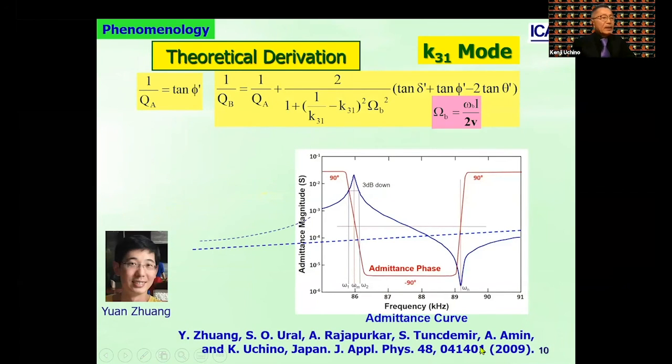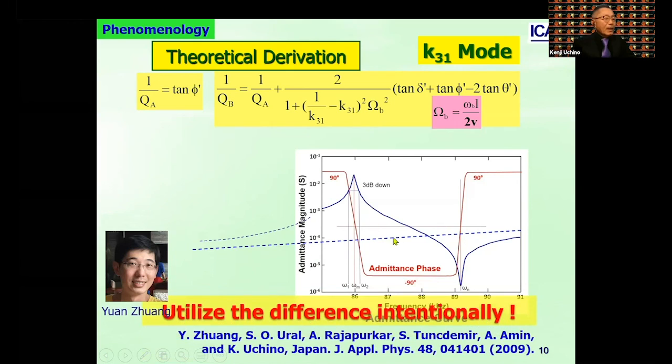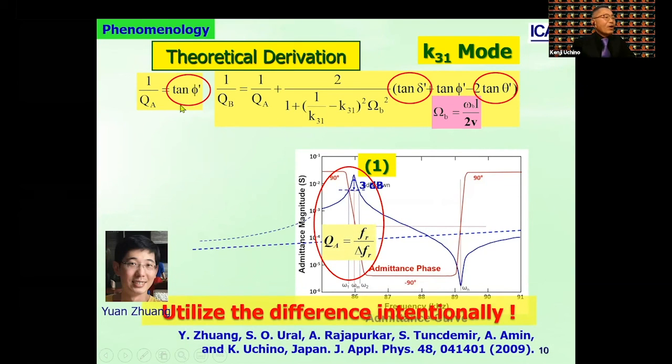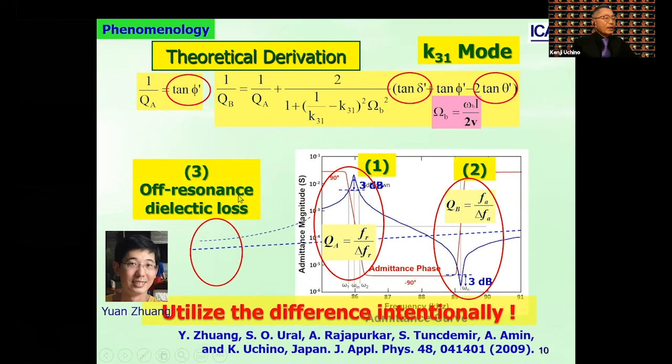So more than 10 years ago, one of my students developed the mechanical quality factor for resonance and anti-resonance. Both are shown here. You can easily find that anti-resonance is much sharper. Using the difference between the resonance and anti-resonance mechanical quality factors, we can determine the 3 losses. Starting from the resonance, we can directly calculate the elastic loss, and the dielectric loss is obtained from off-resonance. Therefore, from the anti-resonance mechanical quality factor, we can derive the piezoelectric loss automatically, okay?